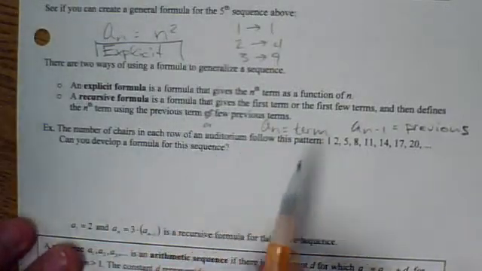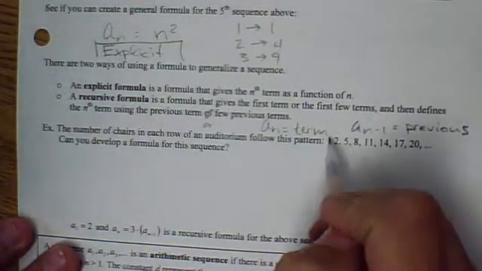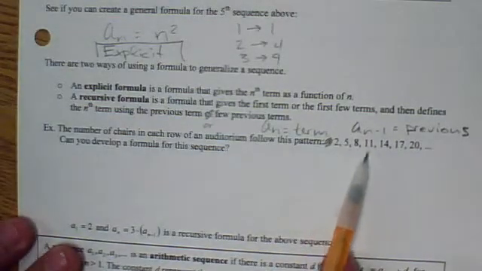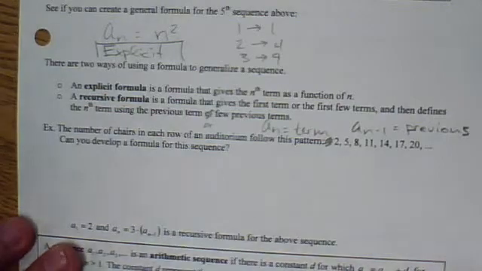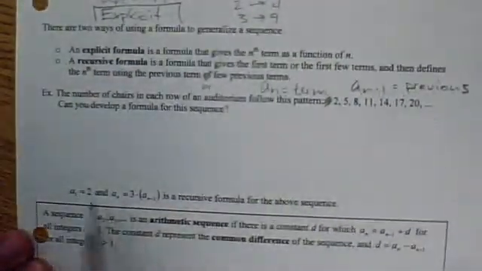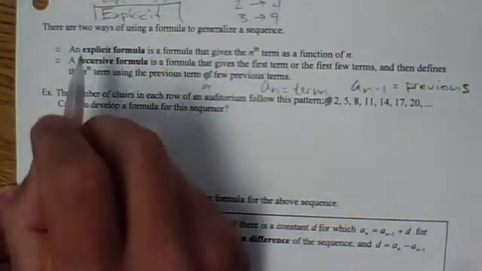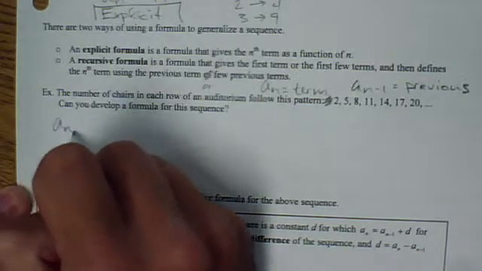The number of chairs in each row of an auditorium follows this pattern. You just mark through that 1. 2, 5, 8, 11, so it's adding 3 each time. We're going to develop a formula. If you want the recursive formula, it's right down here. On the back side, they give you the formula.